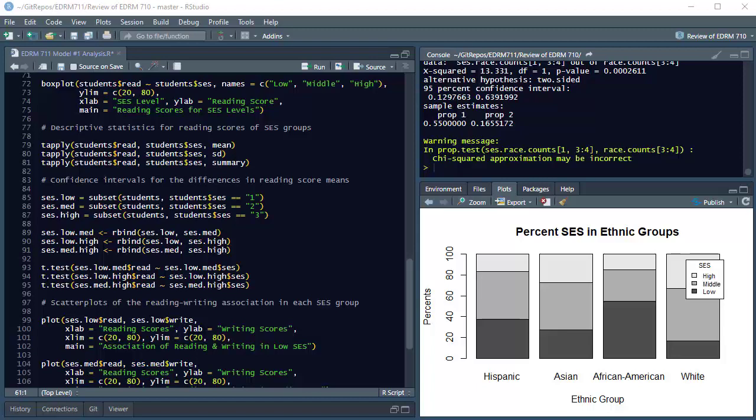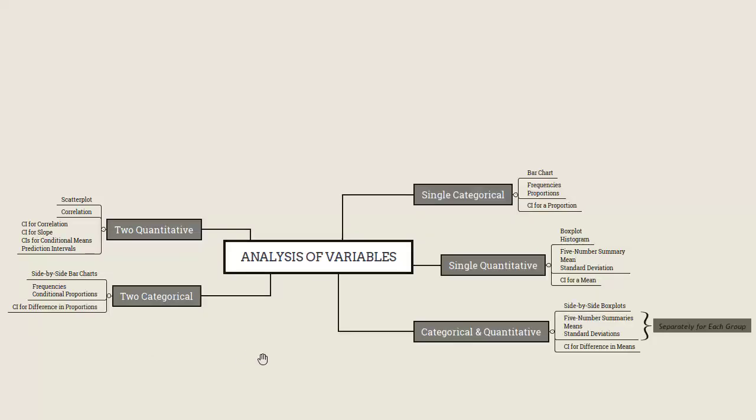The main task that I had to take on in order to complete my report was to compare reading scores for the different SES groups. So that's what I'm going to do now. Reading scores are quantitative, SES group is categorical. So if I look back over here at this chart, I have one categorical and one quantitative. That's the lower right down here. So the graph would be side-by-side box plots.